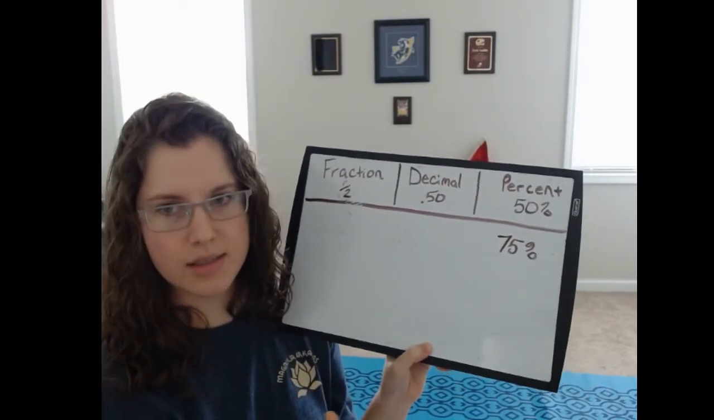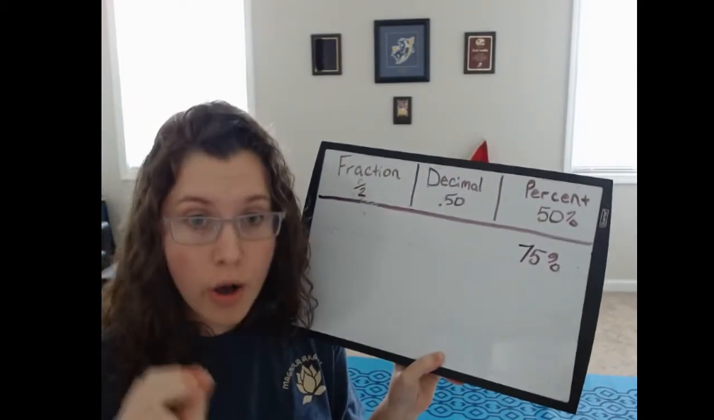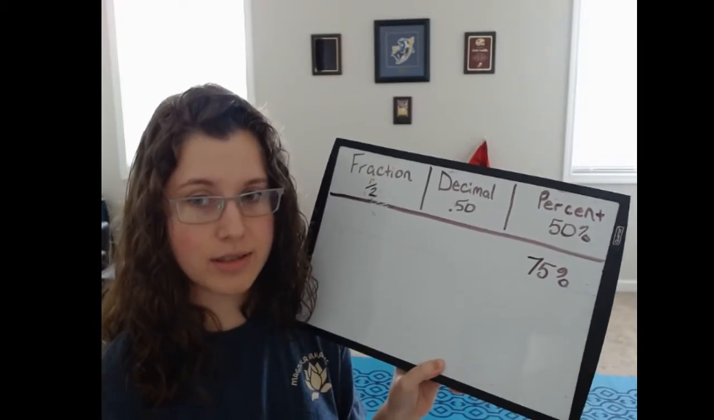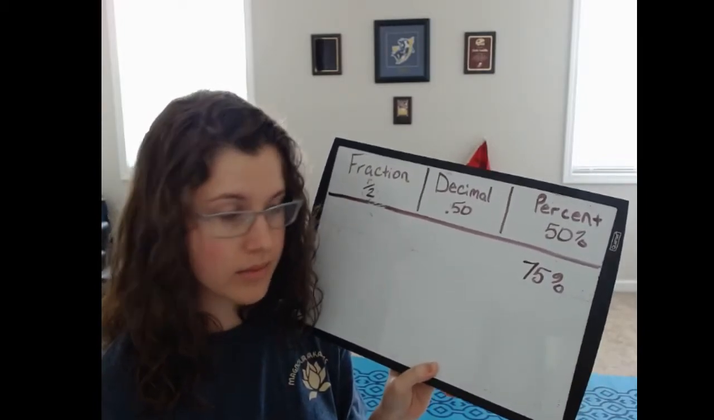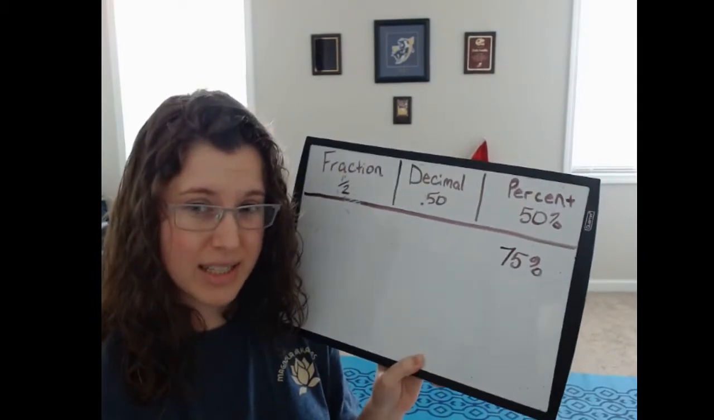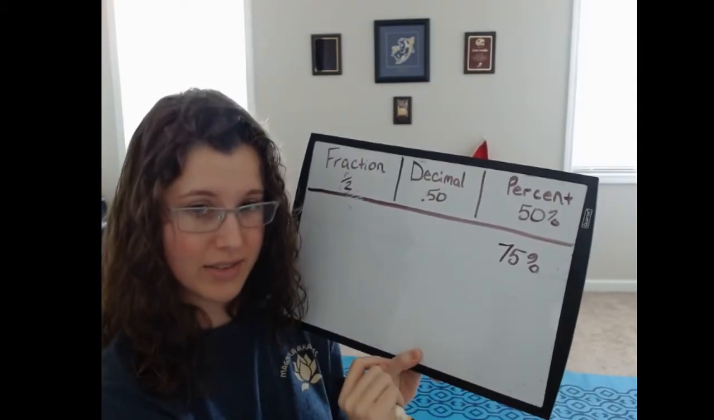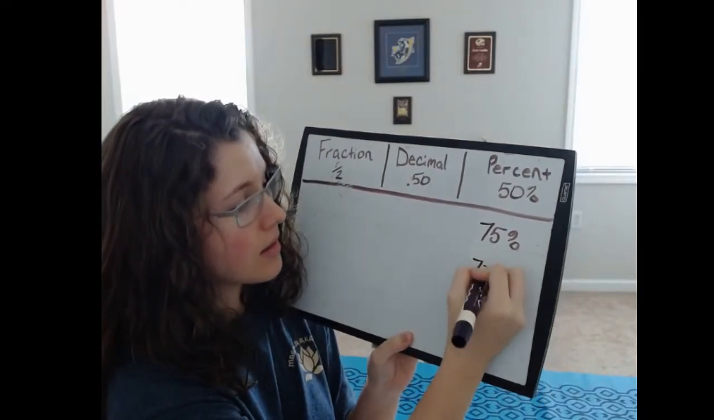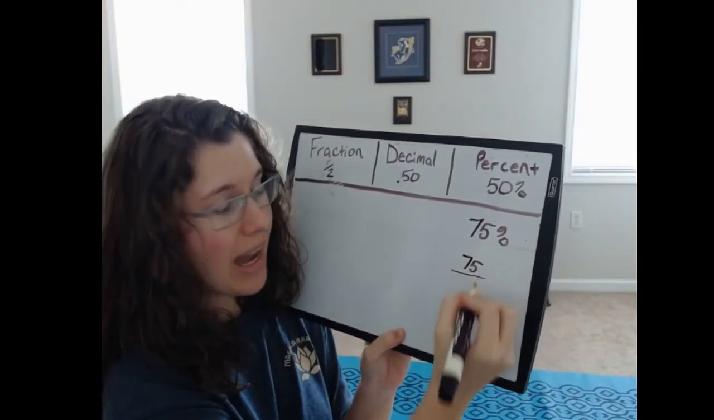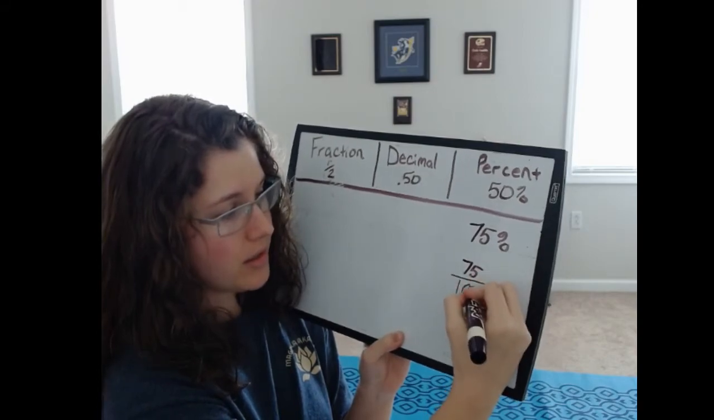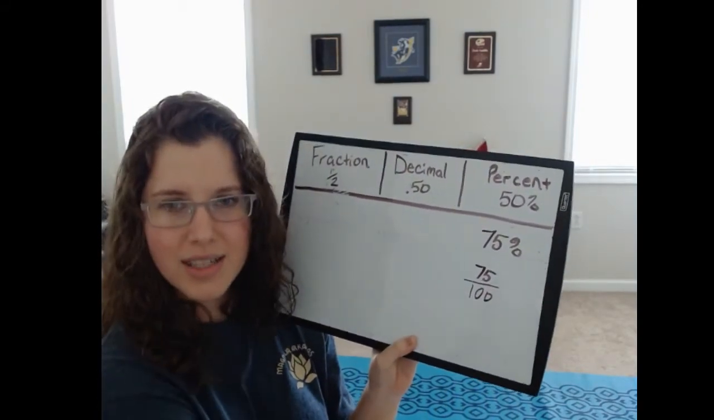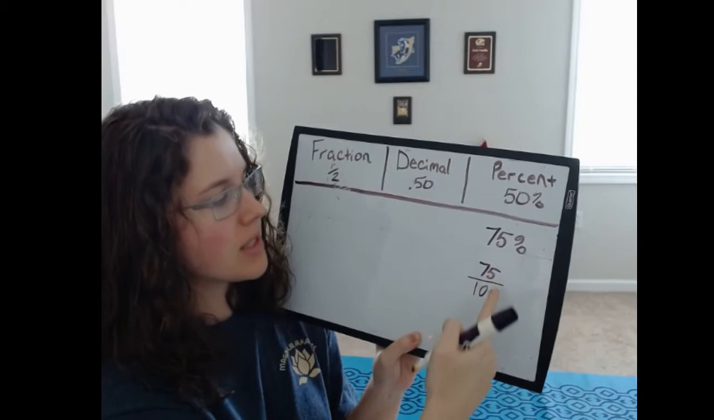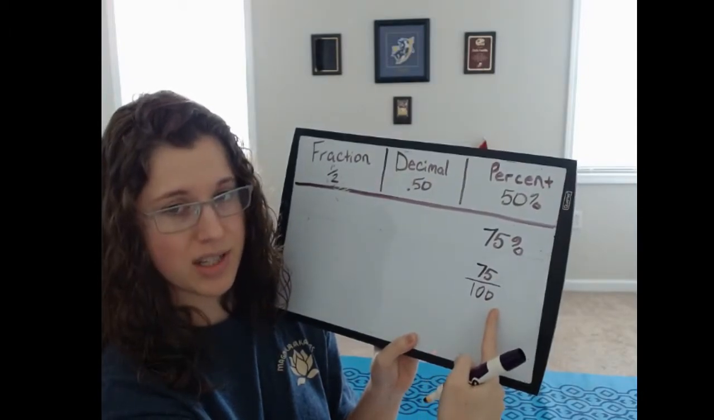But think about this. Percent is always out of 100. So you know your numerator already. Your numerator is 75. And if percent is always out of 100, your denominator is just going to be 100. Look at that. 75% is the same thing as 75 over 100.